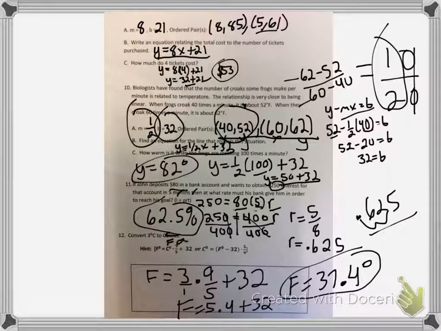Number 12, convert 3 degrees Celsius to Fahrenheit. So I'll plug in 3 to my equation that's looking for Fahrenheit. And I say 3 times 9/5 gives me 5.4 plus 32 gives me 37.4 degrees.